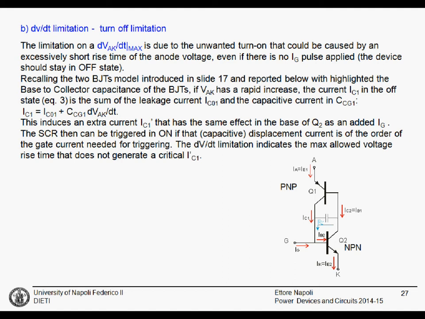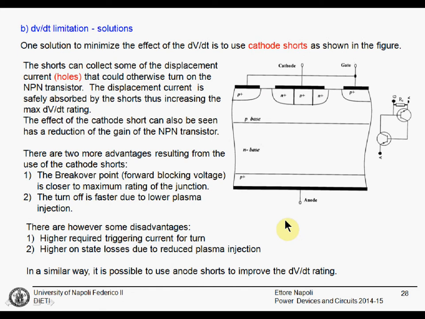And this is obviously a significant problem. Also, for the limitation on the voltage derivative, there are possible solutions. You can, as an example, use cathode shorts. These are shown in the figure.